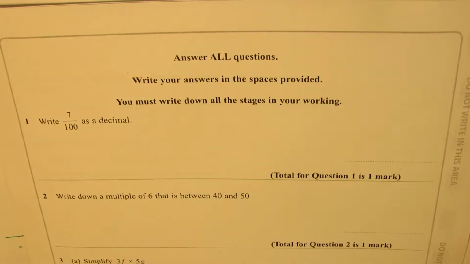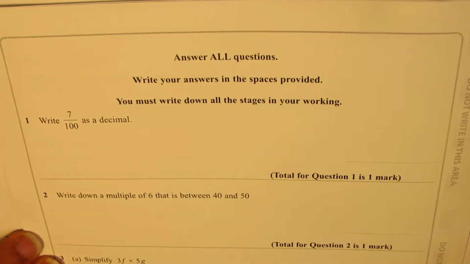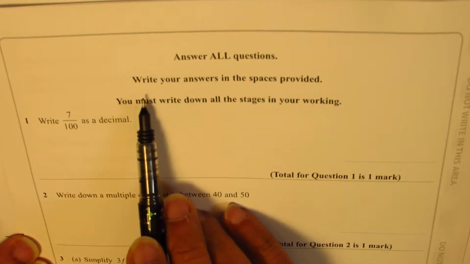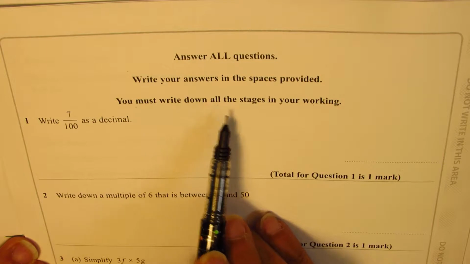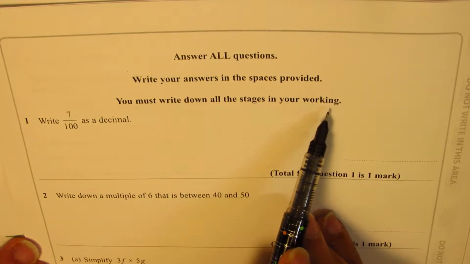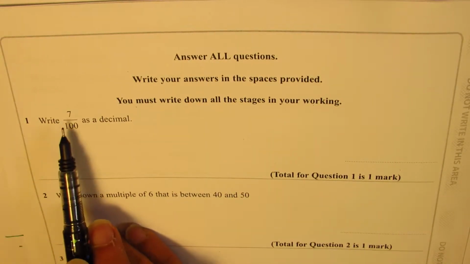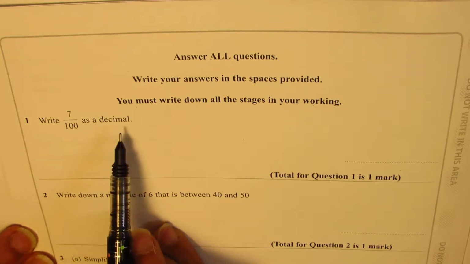Let's begin with the very first question, which is we need to answer all the questions. Write your answers in the space provided. You must write down all the stages in your working. That is kind of important, right? So write 7 over 100 as a decimal.